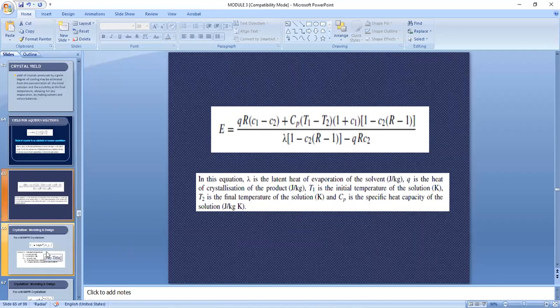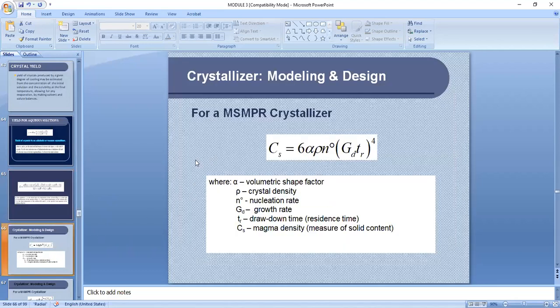Now, as to design of crystallizers, oftentimes per experience, as what I could see in review materials, it is always the mixed suspension, mixed product removal type of crystallizer that is coming out of the board exam. I'm not saying that it would be this same type of crystallizer that will be given to you in terms of a design problem in which you will be required to solve. But oftentimes, this is the one that is given in review materials, even in review centers. This is the mixed suspension, mixed product removal type of crystallizer.